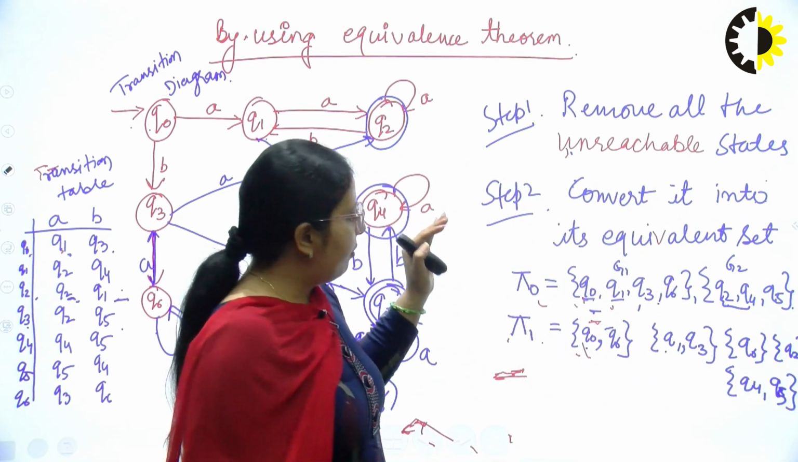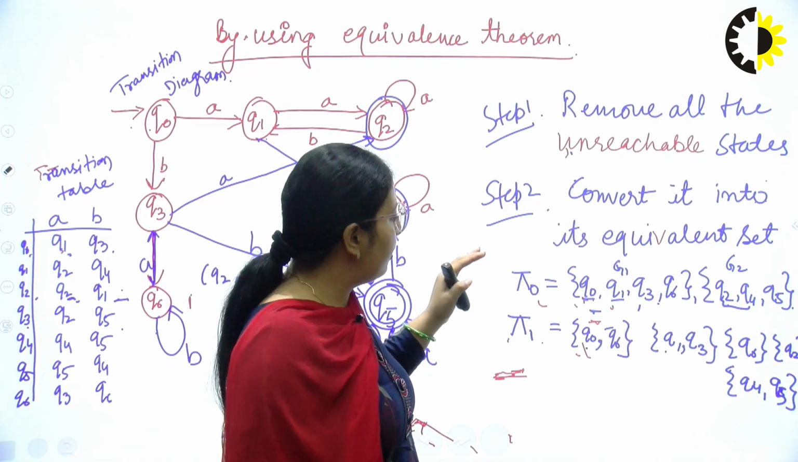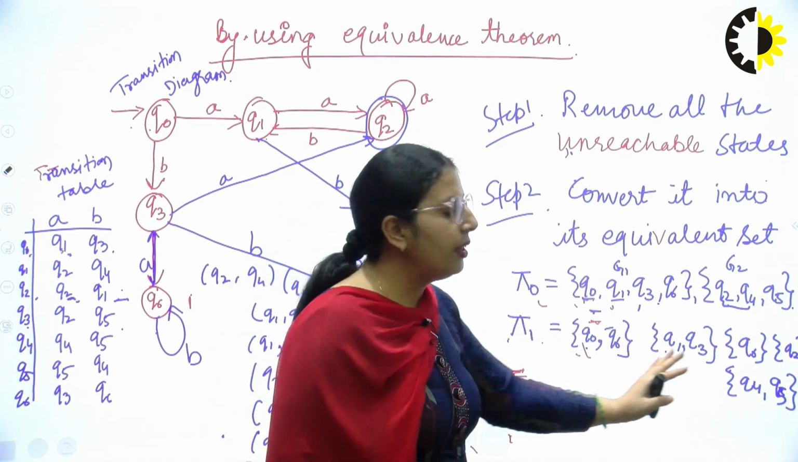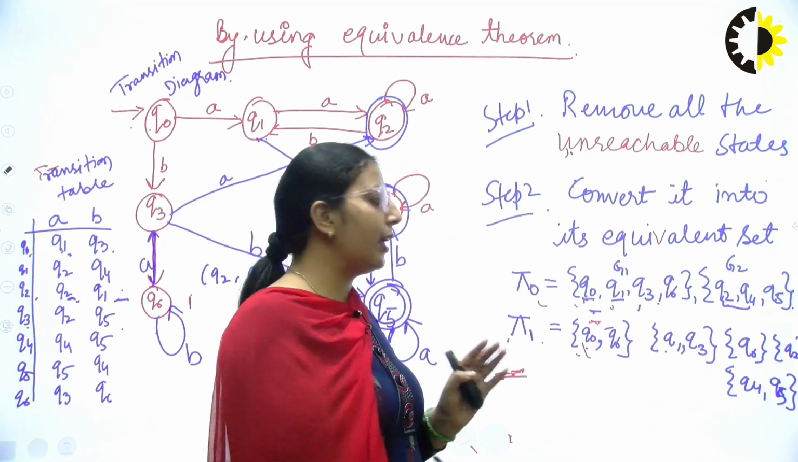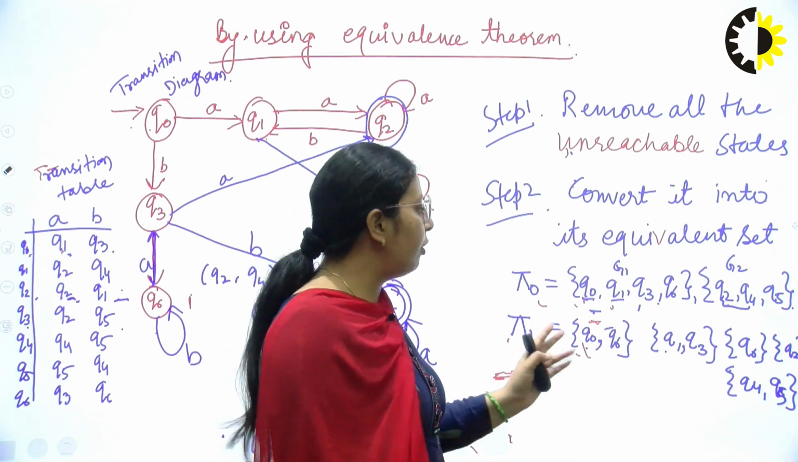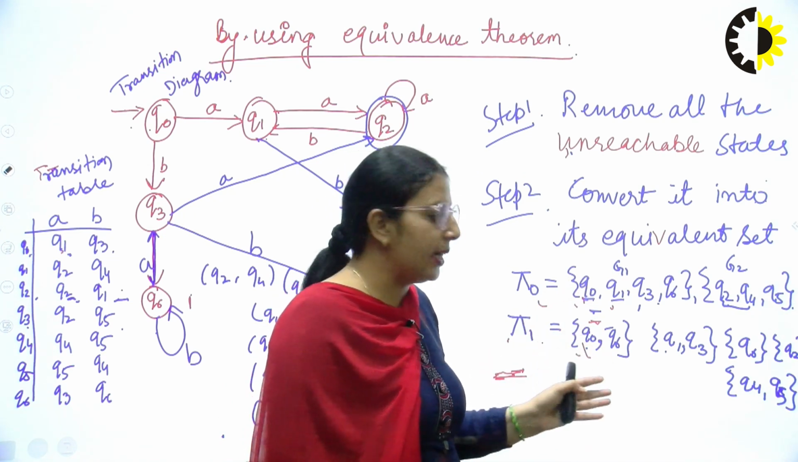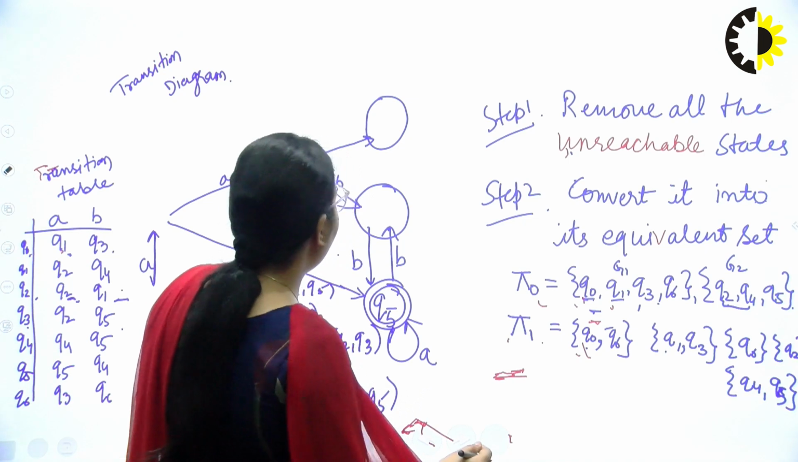So from partition phi 0 we get the following sets. Now we have to again check whether the transition states lie in the same set. So now we have to find.